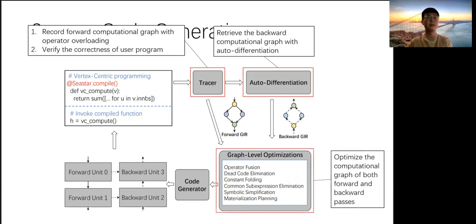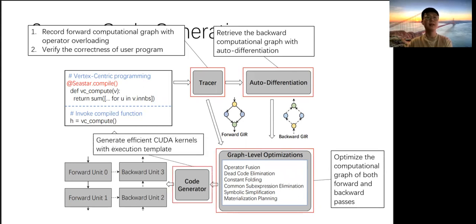Both graphs then go through a series of optimizations, such as operator fusion, dead code elimination, constant folding, and etc. Seastar then generates and compiles CUDA kernels for the optimized computational graph. The generated kernel is then integrated into PyTorch or other deep learning backend.